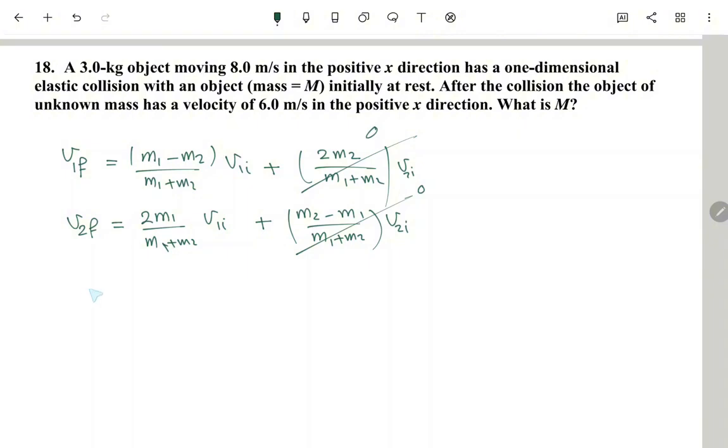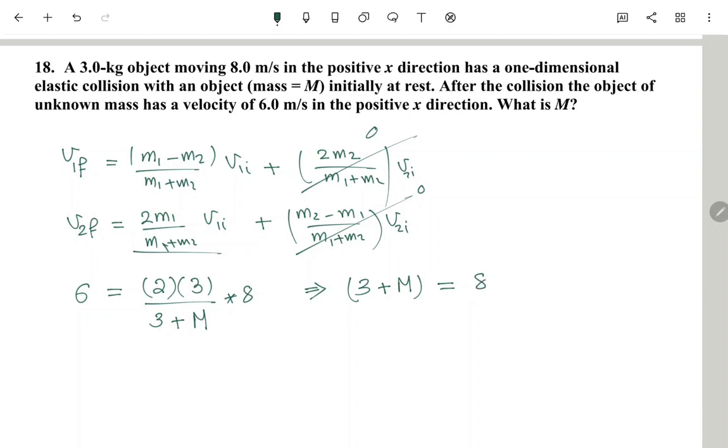Now again, 6 equals 2 times 3, divided by m1, which is 3 plus capital M, that's what we're looking for, times the initial velocity, which is 8. From this, 3 plus M equals 8, or M equals 5 kilograms.